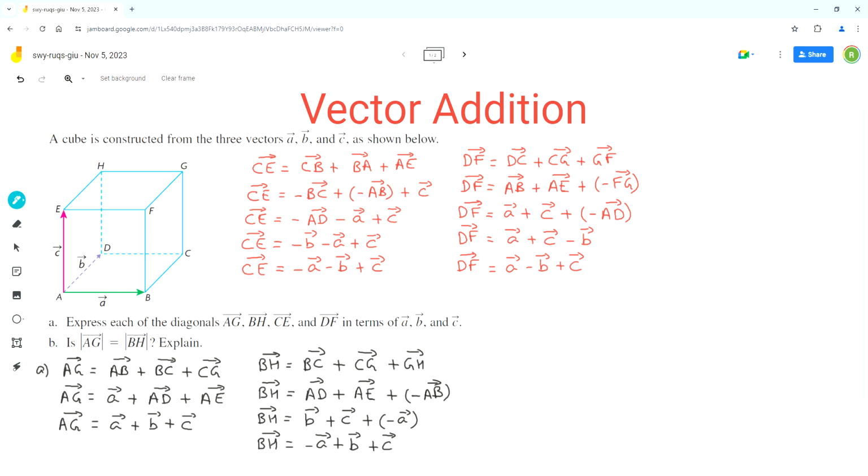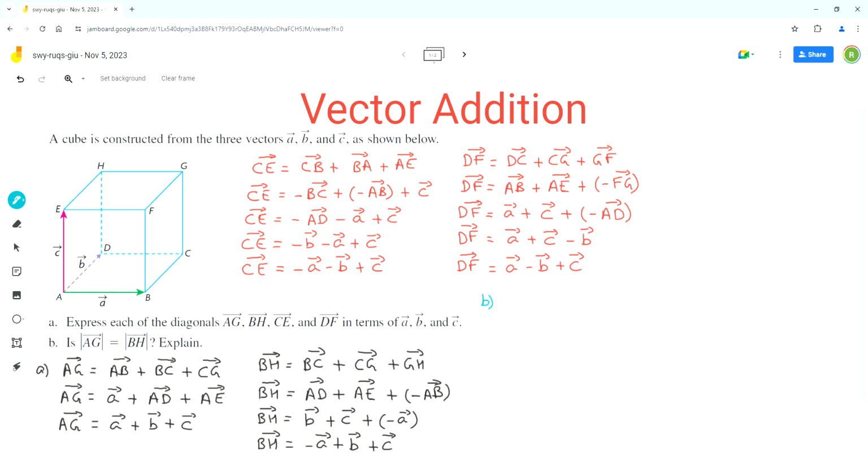Now we can answer part B. Is the magnitude of vector AG equal to the magnitude of vector BH? Explain. So here we'll have to use the Pythagorean theorem to figure out if these two vector magnitudes are equal to each other.